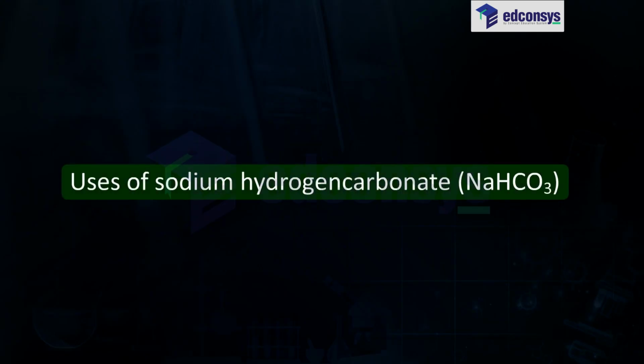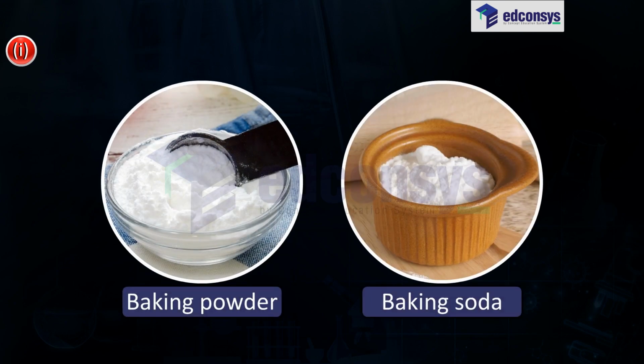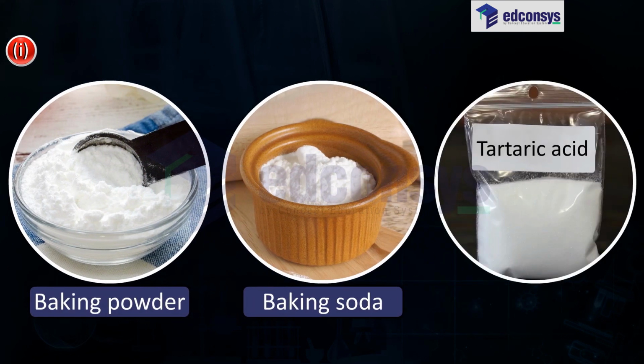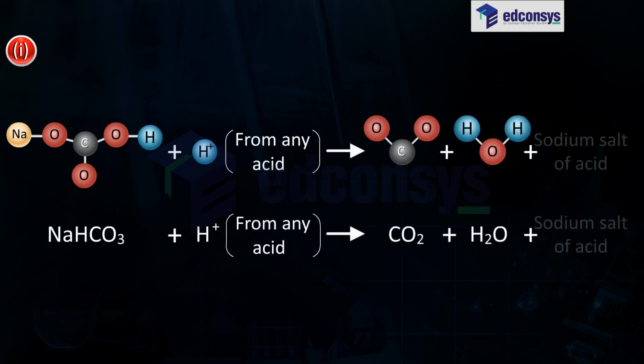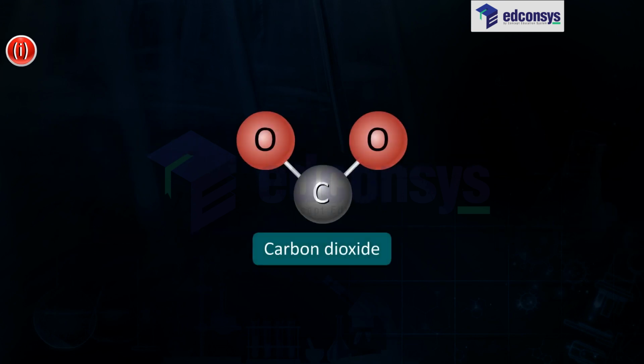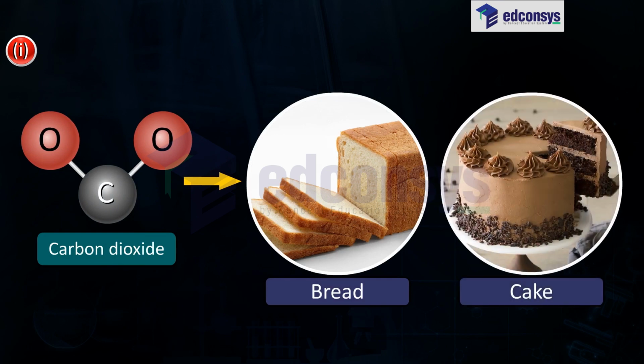Uses of sodium hydrogen carbonate. First, for making baking powder, which is a mixture of baking soda and a mild edible acid such as tartaric acid. When baking powder is heated or mixed in water, the following reaction takes place. Carbon dioxide produced during the reaction causes bread or cake to rise, making them soft and spongy.